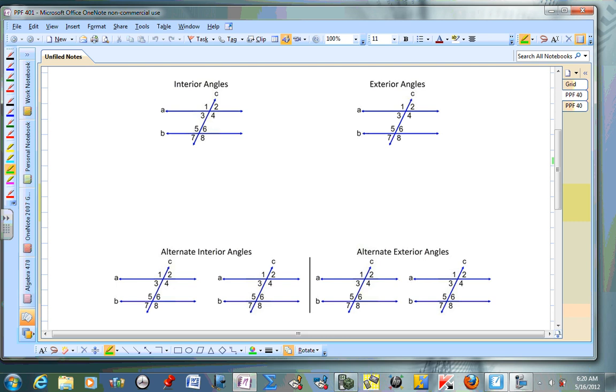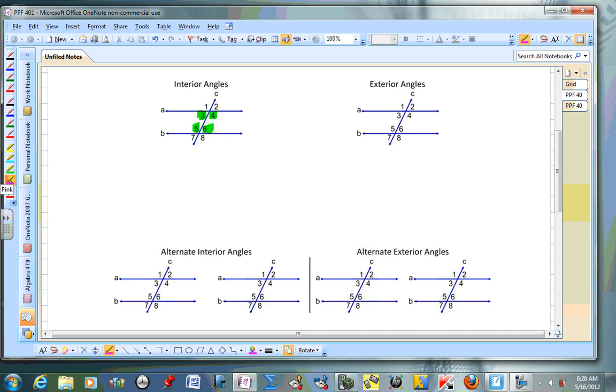So we're going to talk about interior angles. Everybody find on your sheet where it says interior angles, and we're going to talk about what those mean. Interior angles would be like angle 3, and angle 4, and angle 5, and angle 6. These are the angles between the parallel lines, inside, interior angles.